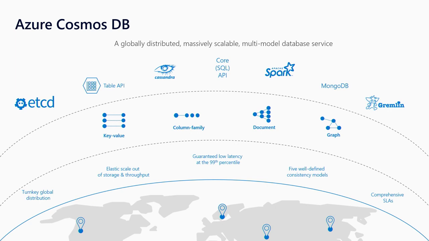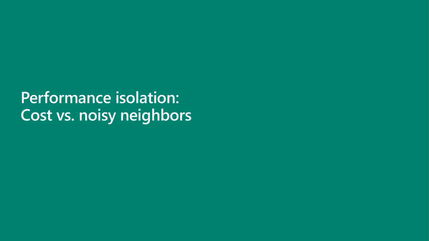These get made available through a variety of different APIs, including our own core SQL API, as well as a bunch of open source-based APIs, including Tables, Cassandra, MongoDB, and Gremlin, and then our newly announced etcd API for Kubernetes clusters, as well as a Spark API for doing hybrid transactional analytical processing. Now, let's jump into the first concept.